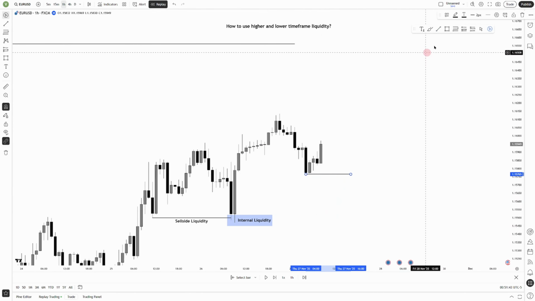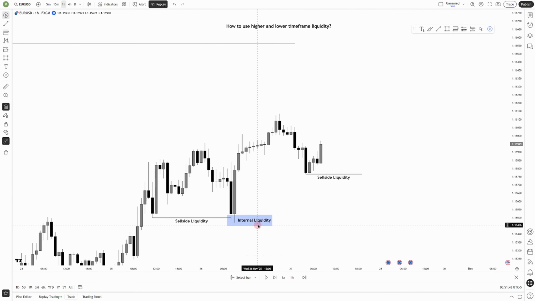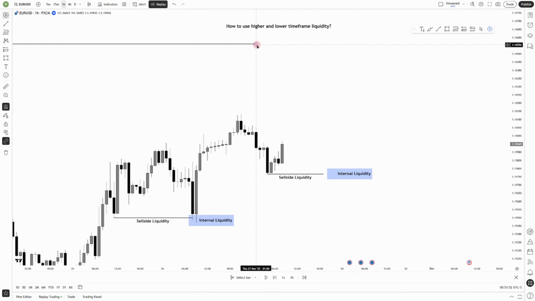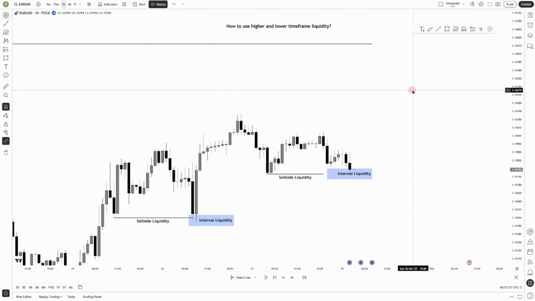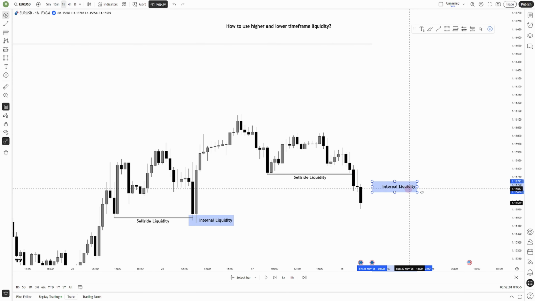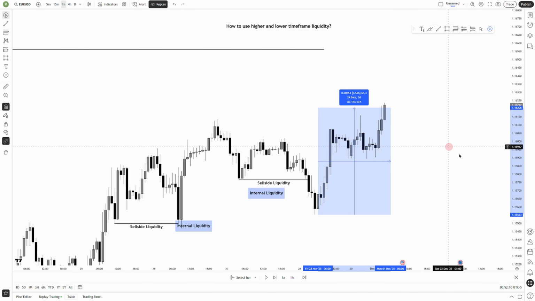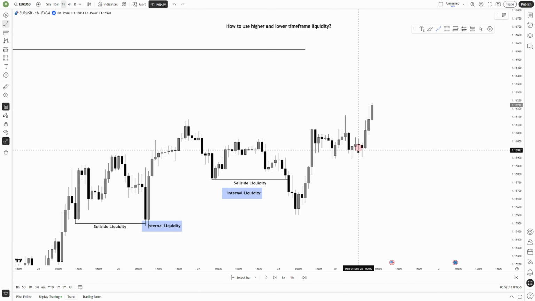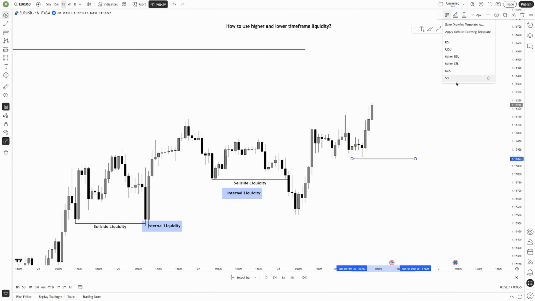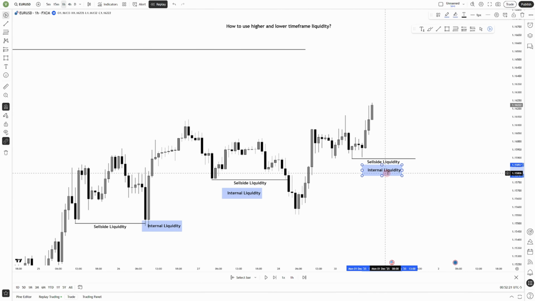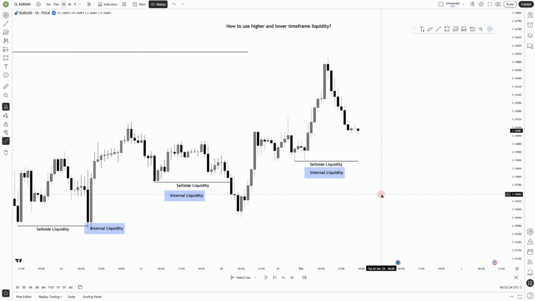Now, once again, we have another low right here, which is our sell-side liquidity, and this is again our internal range liquidity. Again, the price swept this level and moved towards the upside. That's how you use a higher time frame, and then use lower time frame liquidity levels to trade in the same direction. Now we again have a sell-side liquidity, which is still our internal liquidity level because the external liquidity hasn't been swept. But notice how price didn't sweep this low and went straight to the buy-side liquidity.